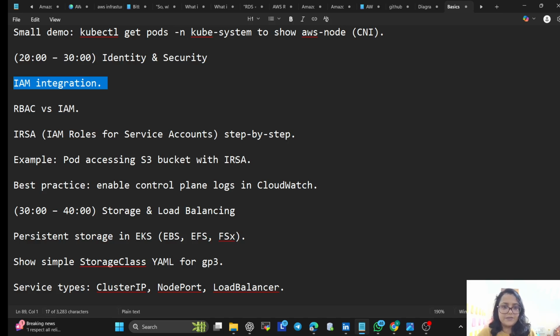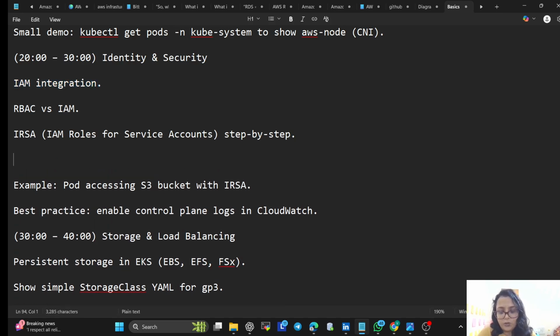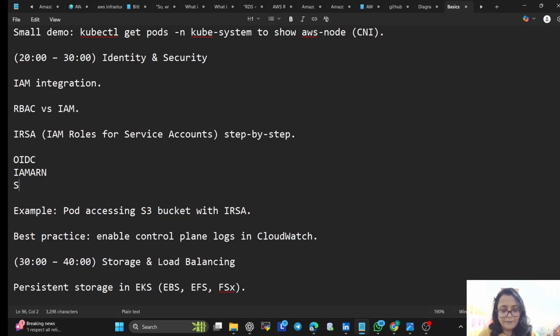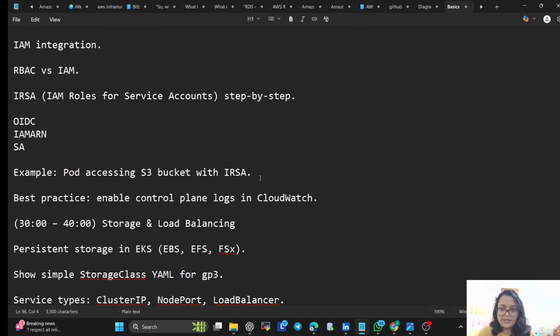In that, steps will be there. First step, enable the OIDC provider in EKS. Second, we have to create an IAM role with a trust policy linked with the OIDC provider. Then we have to annotate a service account with the IAM role ARN. At last, a pod using the service account will automatically get AWS permissions.